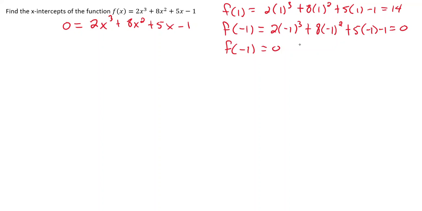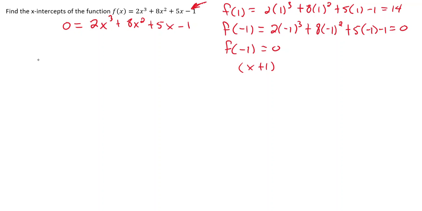Well, what does that mean? That means that x plus 1 is a factor. So that's my first factor. Now the next step is to take this function and divide by this factor that I know, and that's going to tell me what's left. Really the easiest way to divide a polynomial function like this is to use synthetic division. So let's do that.